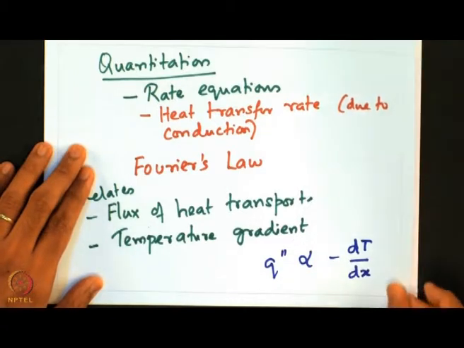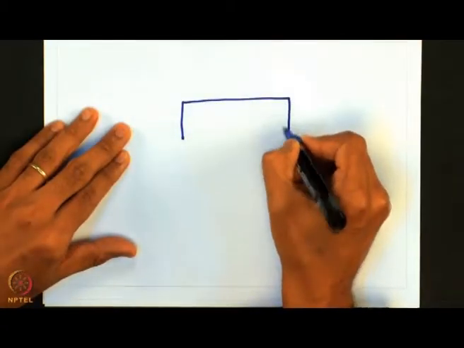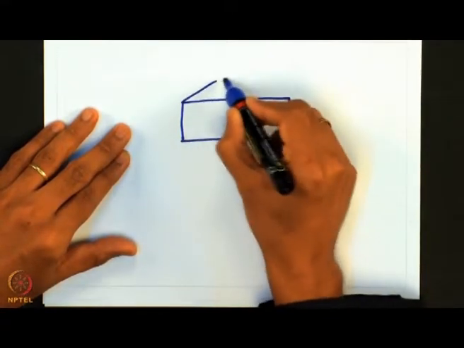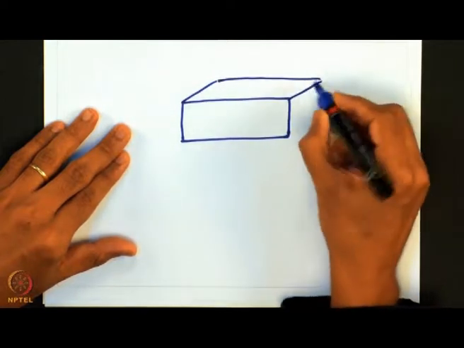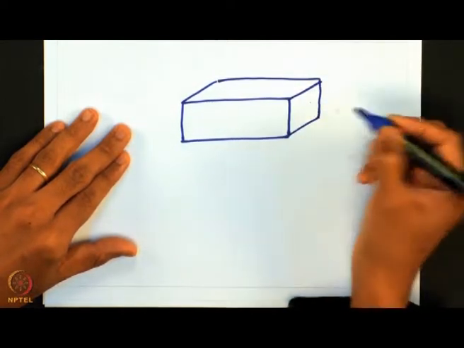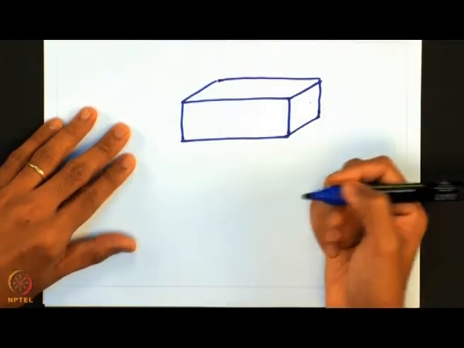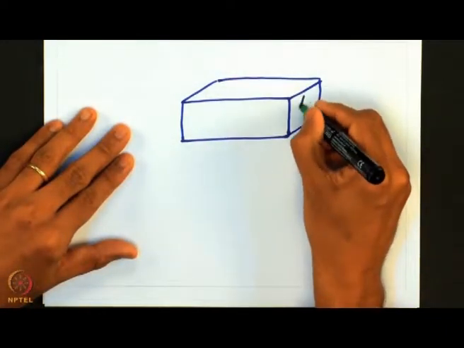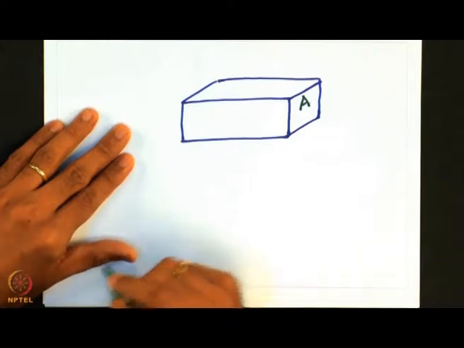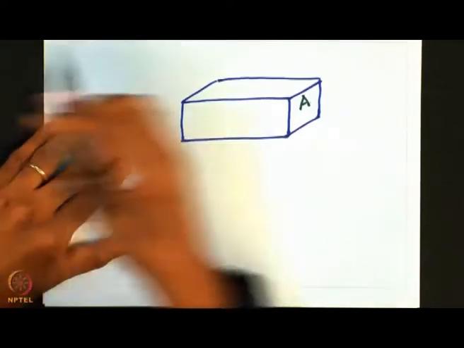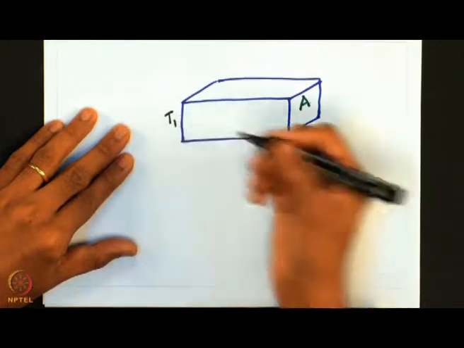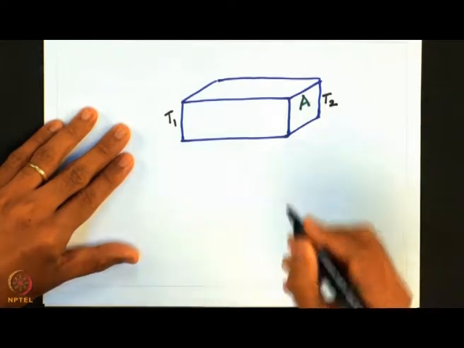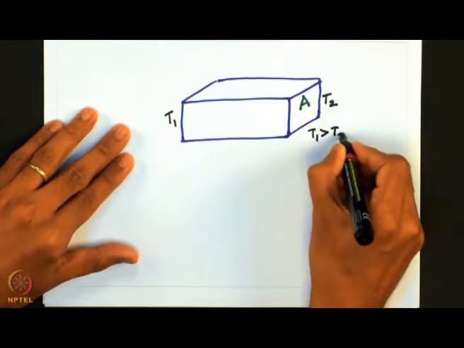So, suppose we take a slab. Let us assume that it is a cuboid slab, and that the cross sectional area of the cuboid is A, and that the temperature of one end of the slab is T1 and the temperature of the other end of the slab is T2, and let us assume that T1 is greater than T2.